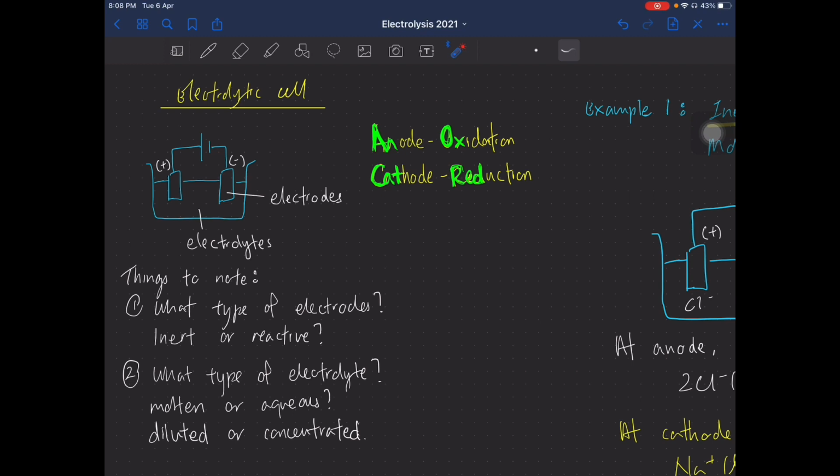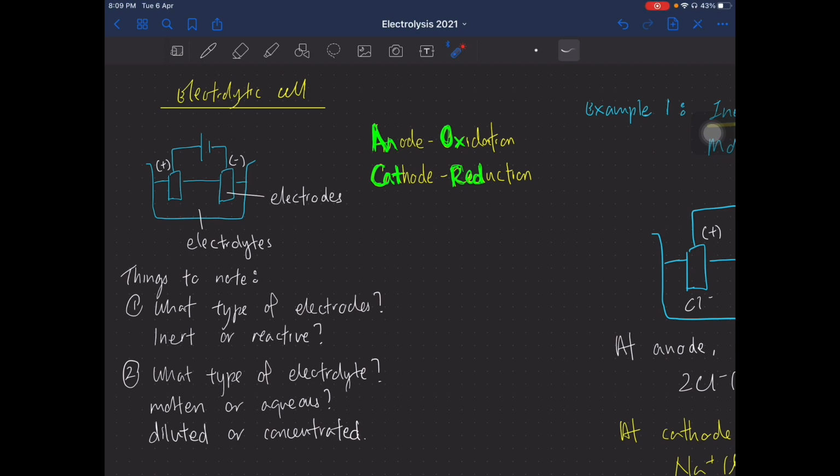Now, regardless of the kind of questions that you come across, usually when it comes to electrolysis, there's really only two things to consider. First and foremost, what type of electrodes are we looking at? Are they inert or are they reactive? Inert electrodes means that they will not react, whereas reactive electrodes means that they have a possibility of reacting depending on whether they are the anode or the cathode.